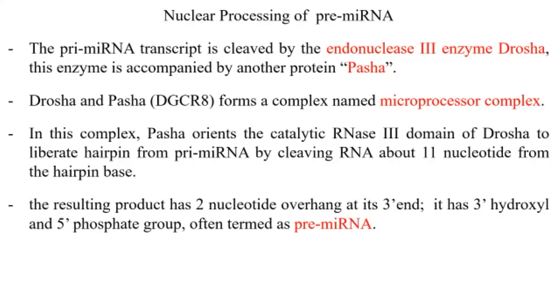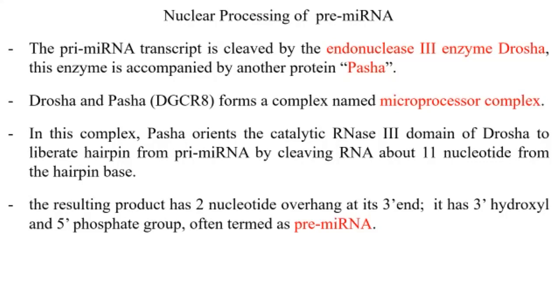the product of two-nucleotide overhangs at the 3' end and the 5' end. At the 3' end, you have a hydroxyl group, and at the 5' end, you have a phosphate group. This is often termed the precursor or premature microRNA. As you know, once the DNA gets transcribed, you have a premature mRNA. Likewise, in microRNA also, you have premature microRNA.